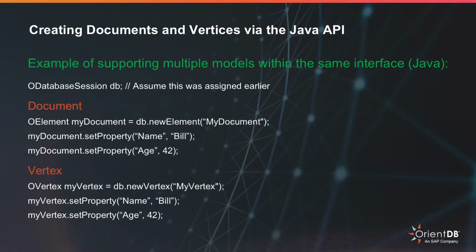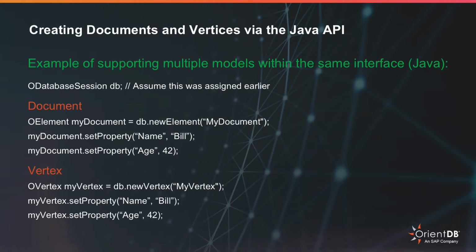This is my last example. This is just showing you the Java API. Let's say we have this thing called an O database session, which is what allows you to connect to one of our databases. The important thing is, this is what we do with the document. Here's that DB session. I just call a new element on it. Here's my document. That's the name of that class I mentioned earlier, and it's returned as an O element. From there, on this my document, I can call set property, just like before, name bill, set property age 42.